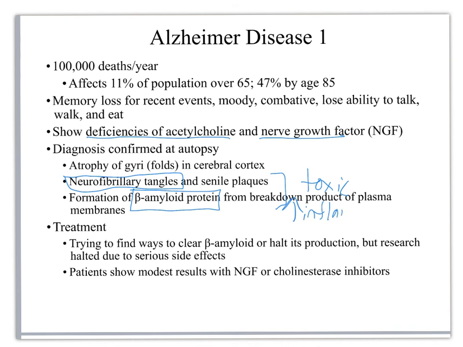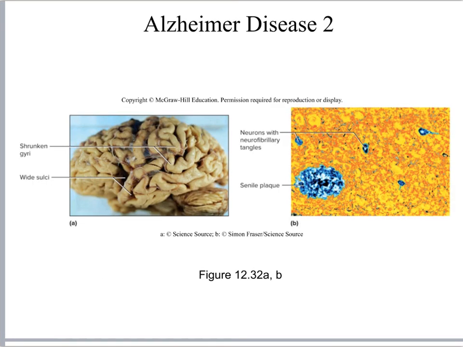Now, there's a little bit of a chicken or egg situation here where they're not entirely sure if you get inflammation and that leads to the tangles and the amyloid plaques, or if you get the tangles and the amyloid plaques and that leads to inflammation. Okay? But a lot of the research is really starting to focus on how to clear out these beta amyloids or halt their production. Okay? I think I've got a picture of this.